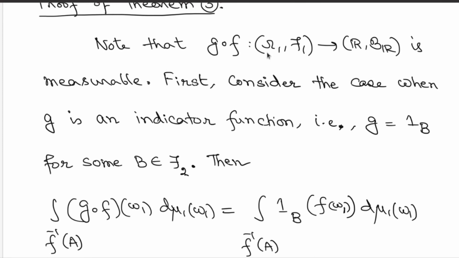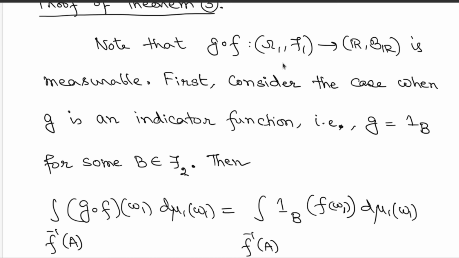Alright, so again we take our familiar approach. Here omega 1, script F1, mu 1, these are fixed, the function f is fixed, and what you want to do is to show that for any measurable function g we will have the appropriate relation. So that is what we want to show. First comment is that g composition f will be measurable because composition preserves measurability. So as long as the composition is defined, you will get a measurable function.